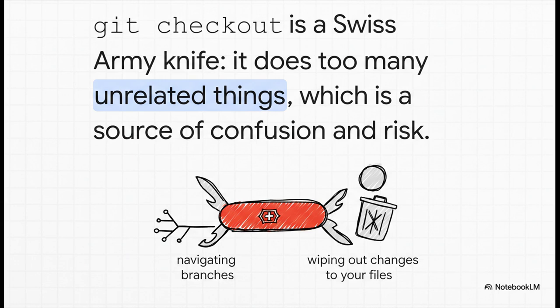And that's really the heart of the issue. Git checkout became this Swiss Army knife crammed with too many unrelated tools. On one side, it was your passport for jumping between branches, but on the other, it was a loaded weapon for wiping out changes in your files. When you combine those two jobs into one command, you get something that's not just confusing, but genuinely risky.